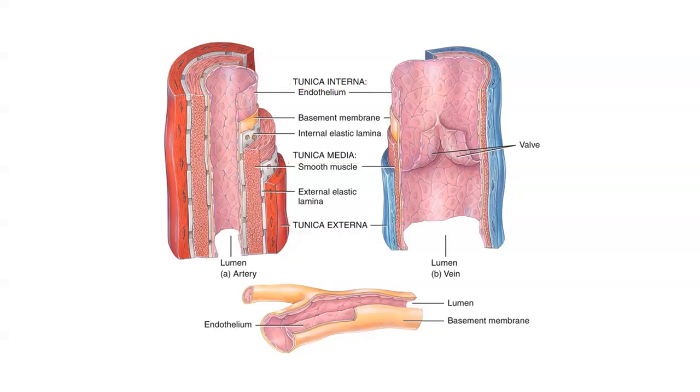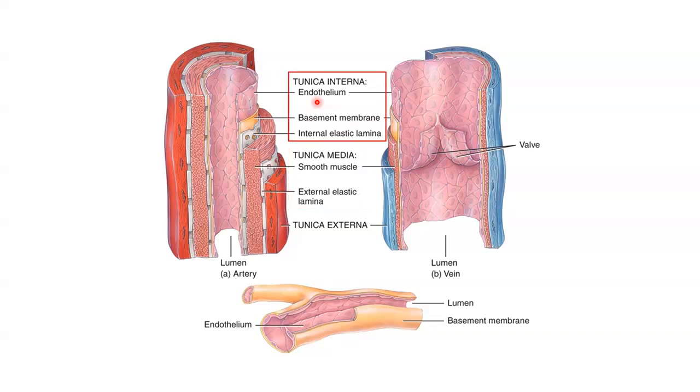So the tunica interna forms the innermost lining of a blood vessel, and it's what's in direct contact with the blood. It itself is made up of 3 layers. We have an inner layer of endothelial cells, which is continuous with that lining of the heart. It's nice and smooth so that the blood can flow really easily through these vessels without generating too much friction.